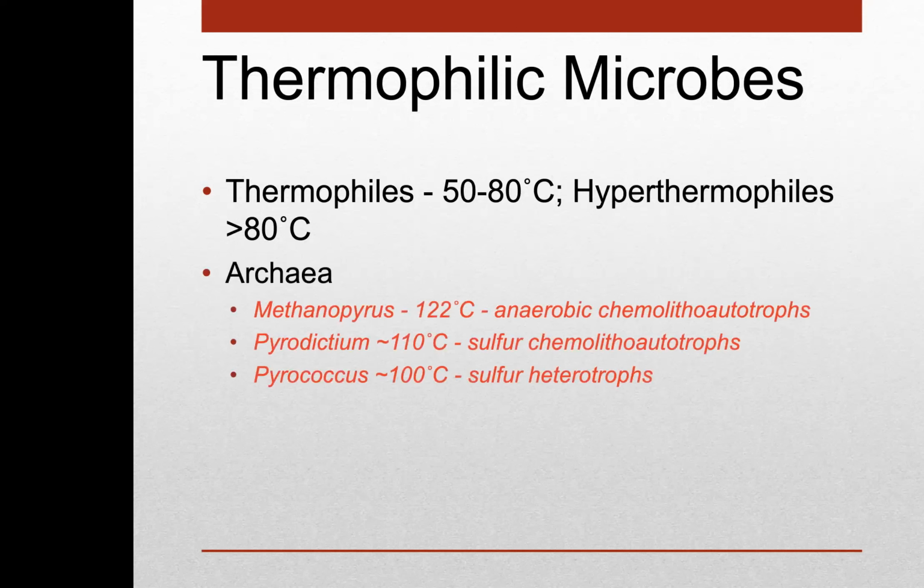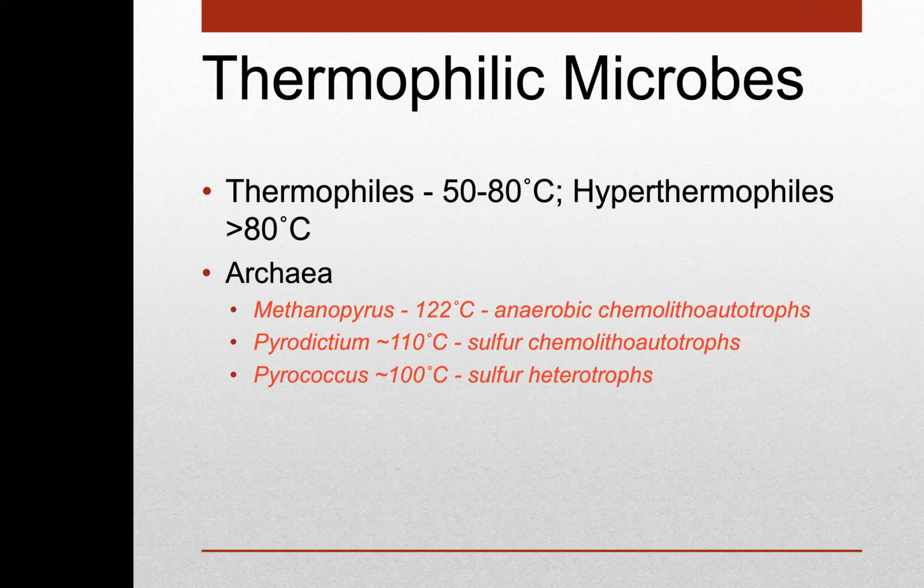Now, which kind of microbes are these? Well, typically for all of these extreme conditions I'm going to talk about today, it's usually an archaean that has been cultured that is the record holder, so to speak. So for example, the 122-degree organism that grew in those autoclaves was Methanopyrus, an archaea. This is an anaerobe and a chemolithoautotroph.